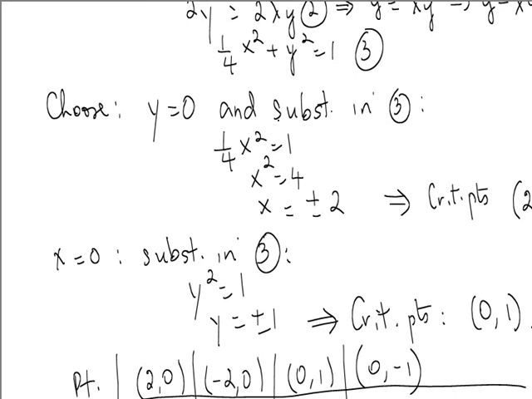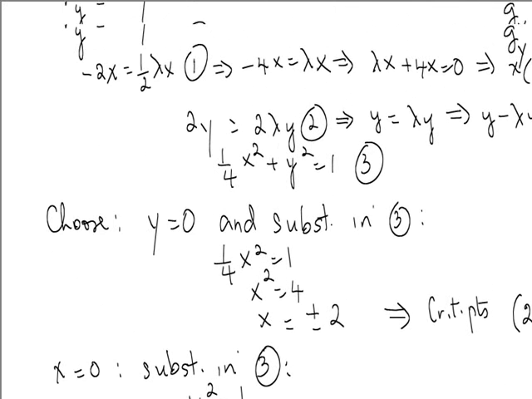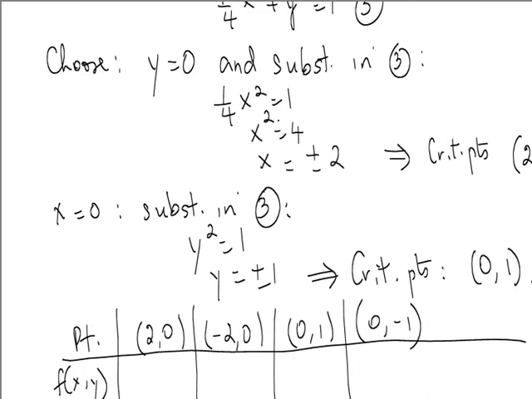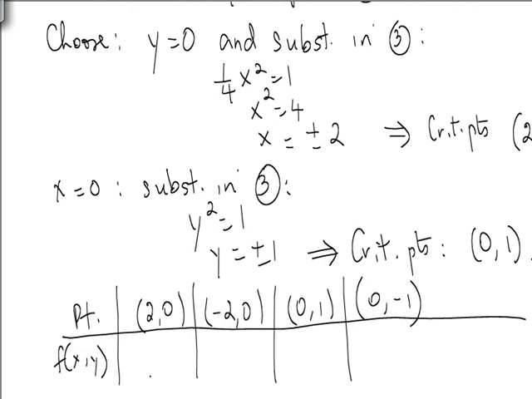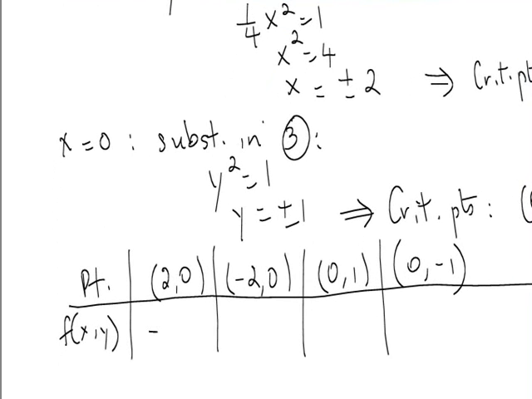What is f of x, y? I can't remember. y squared minus x squared. Okay, what did you get for the first one? Minus 4. Next one? No, you're substituting into f, not in the constraint. The constraint is always fixed. You said what the constraint is, it says 1/4 x squared plus y squared equals 1, yeah.